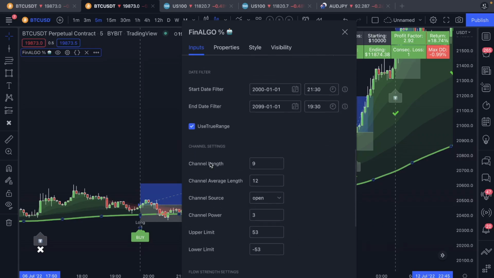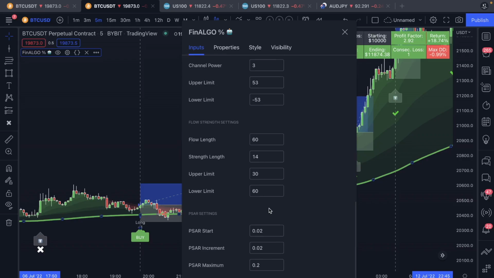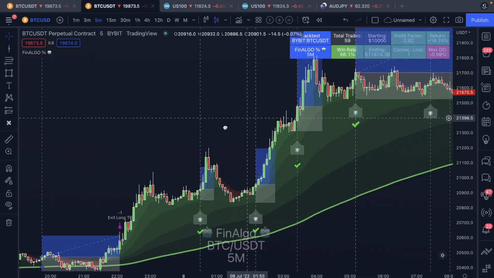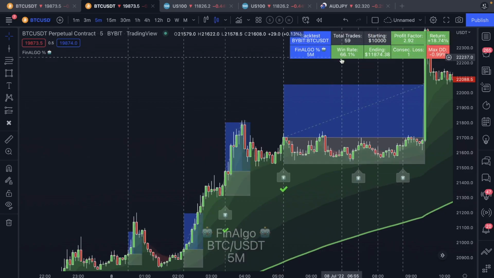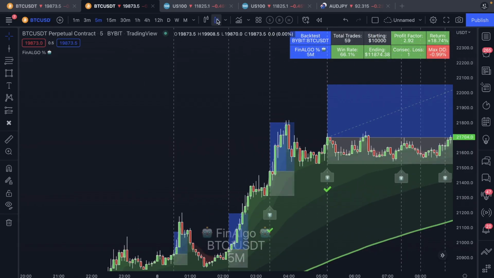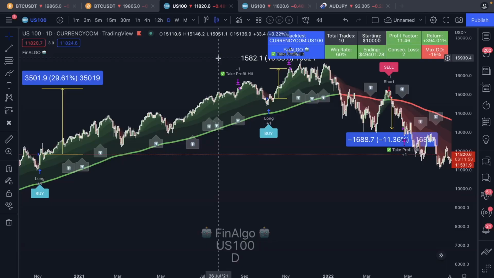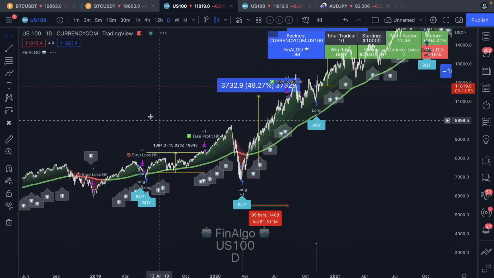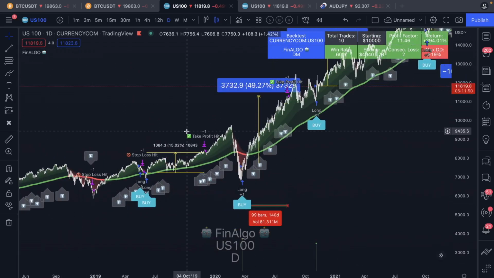You can modify the channel settings here, the flow strength settings, and the parabolic sell settings, because I'm using a combination of those three inputs to generate the buy and sell labels that hold up with a very consistent outcome here over 59 trades with a 66% win rate. Alright, now I'm going to show you how the Finago performs on different pairs, like for example the US 100. Right here I prepared an example of using the Finago on a daily time frame.